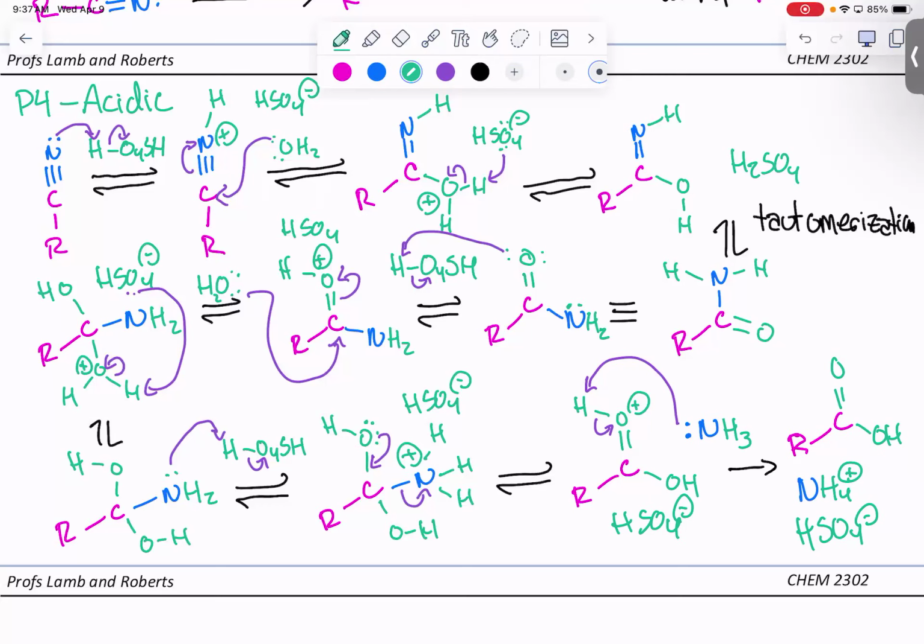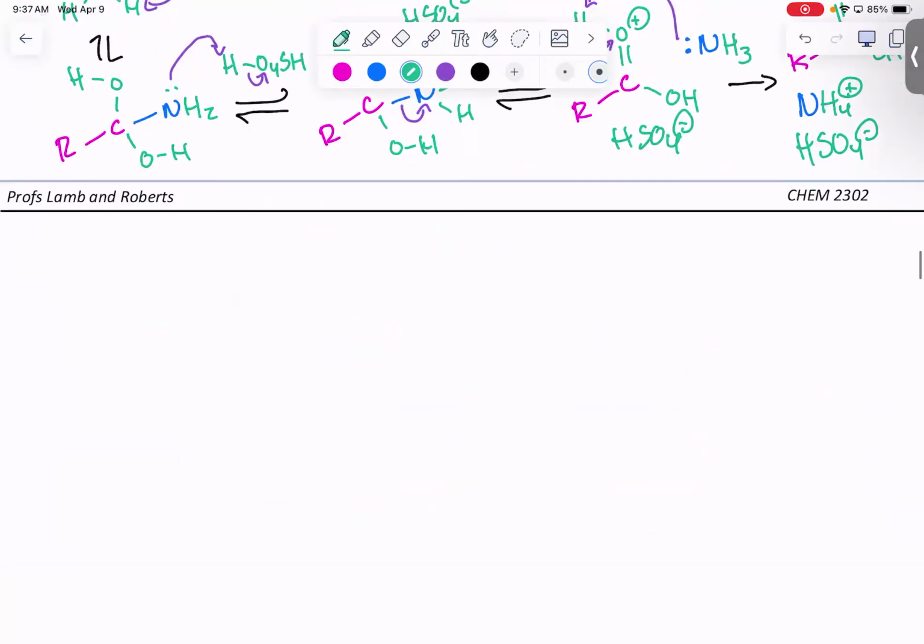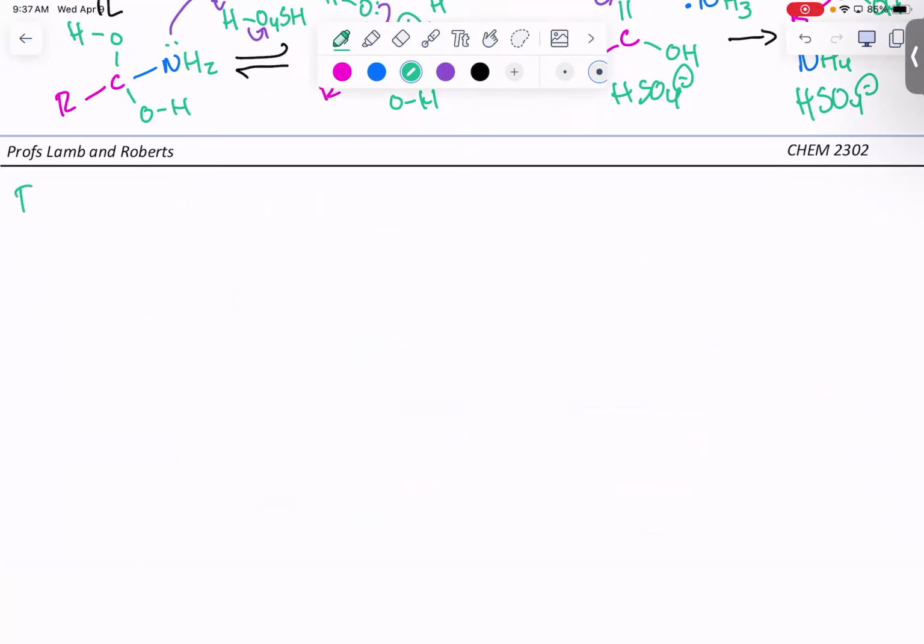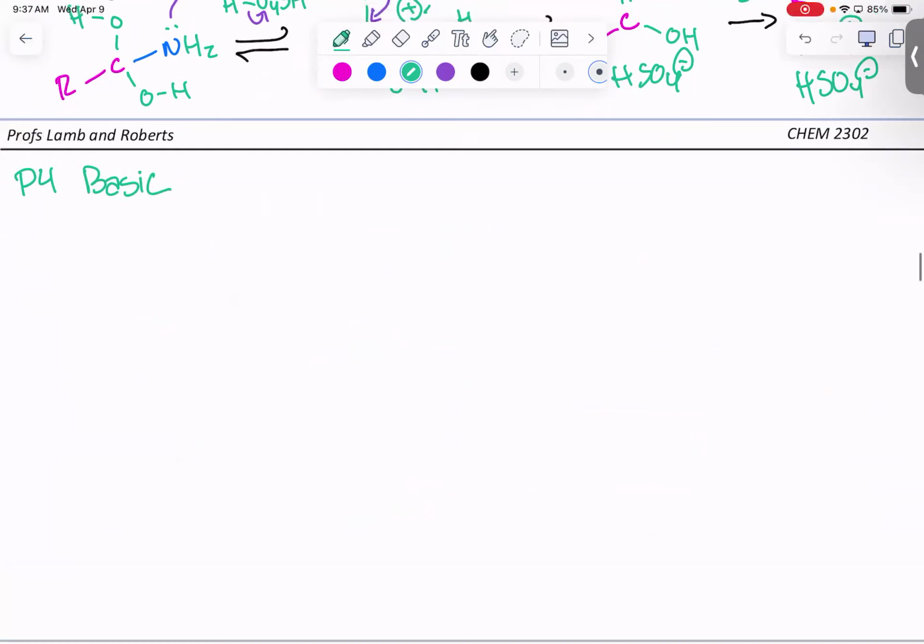All right, I'm going to get you started on the first step of the basic conditions of the mechanism, and then I'm going to have you finish it on your own, because once we get to the addition elimination part of the mechanism, it should be far more familiar to you. All right, so these are our basic conditions. It's a little bit more simple with basic. So under basic conditions, even though this is a relatively weak electrophile, under acidic conditions we protonated it to actually get it to react. Well, we have basic conditions, so we have a better nucleophile. We don't need to make this into a better electrophile because our nucleophile is just better.